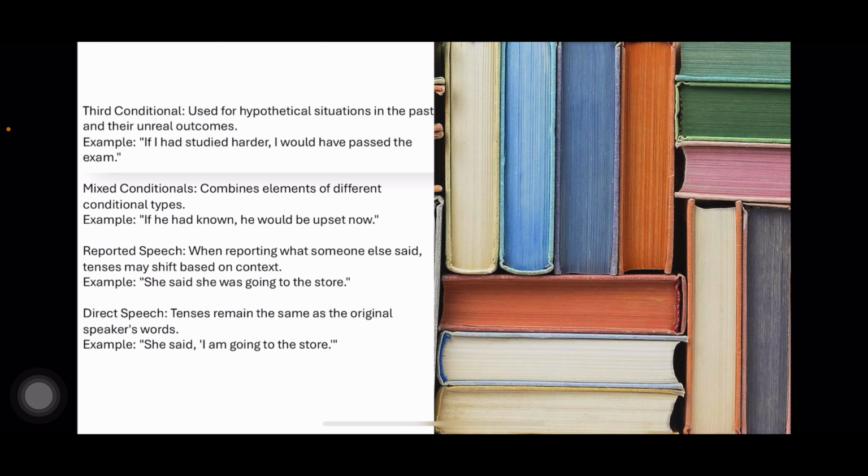Direct speech, tenses remain the same as the original speaker's words. She said, I am going to the store. So there is a difference. She said she was going to the store, and she said, I am going to the store. Reported and direct speech.